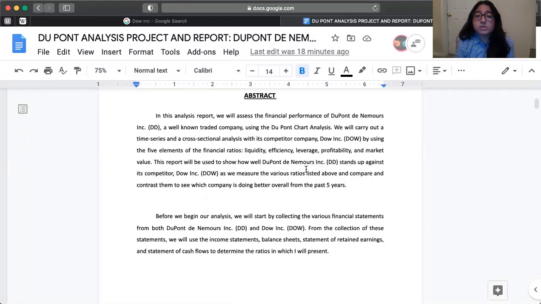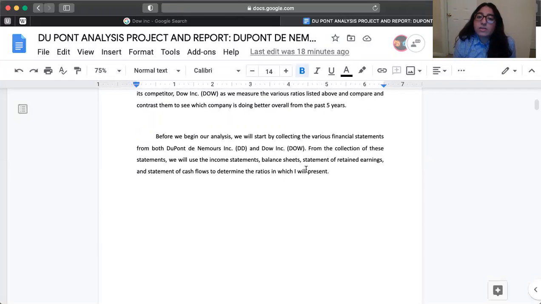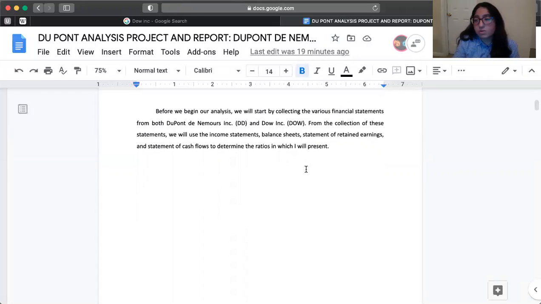This report will be used to show how well DuPont de Nemours Incorporated stands up against its competitor, Dow Incorporated, as we measure the various ratios listed above and compare and contrast them to see how the company is doing overall for the past 5 years. Before we begin our analysis, we will start by collecting various financial statements from both companies, DuPont de Nemours and Dow. From the collection of these statements, we will also use the income statements, balance sheets, statement of retained earnings, and also statement of cash flows to determine the ratios which I will present today.